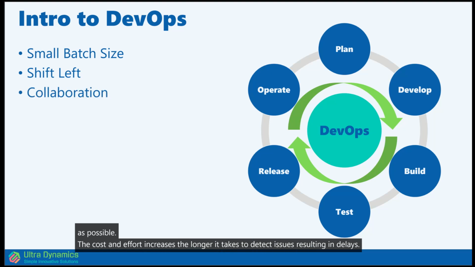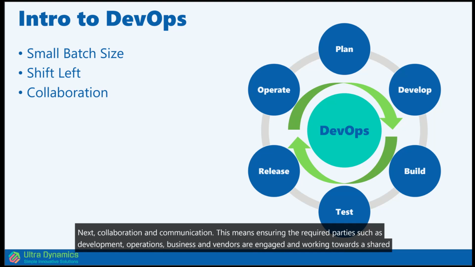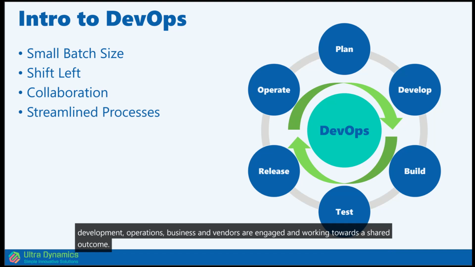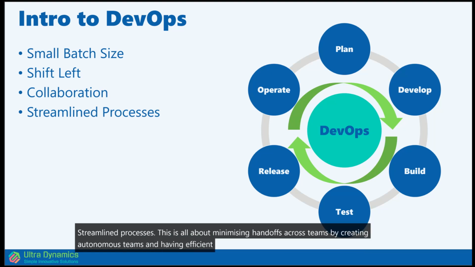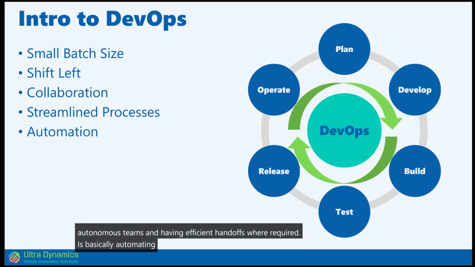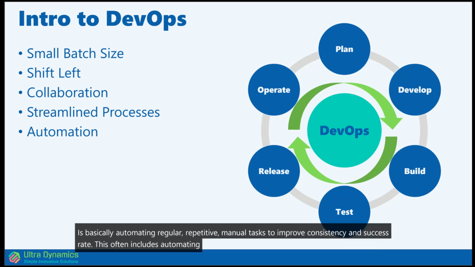Next, collaboration and communication. This means ensuring the required parties such as development, operations, business, and vendors are engaged and working towards a shared outcome. Streamlined processes. This is all about minimizing handoffs across teams by creating autonomous teams and having efficient handoffs where required. Automation is basically automating regular repetitive manual tasks to improve consistency and success rate. This often includes automating builds, releases, and testing to implement continuous integration and delivery.